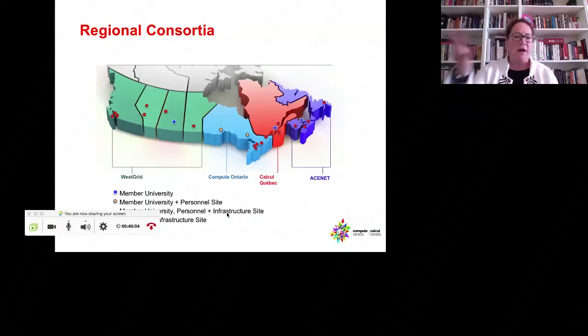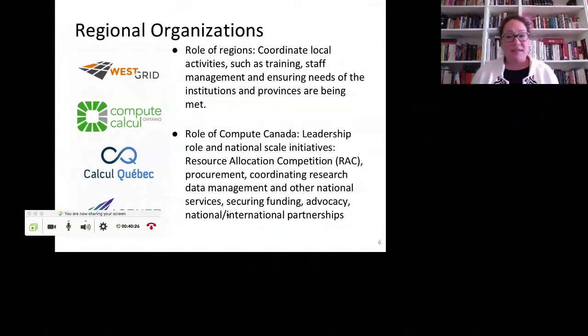And having a Compute Canada consortium account, you can still work nationally, but there's also a regional dimension, and I'll describe a little more about the importance of having the national umbrella and also these regional organizations. So the regions coordinate local activities, such as the training that you're doing today, staff management, and ensuring needs of institutions and provinces are being met.